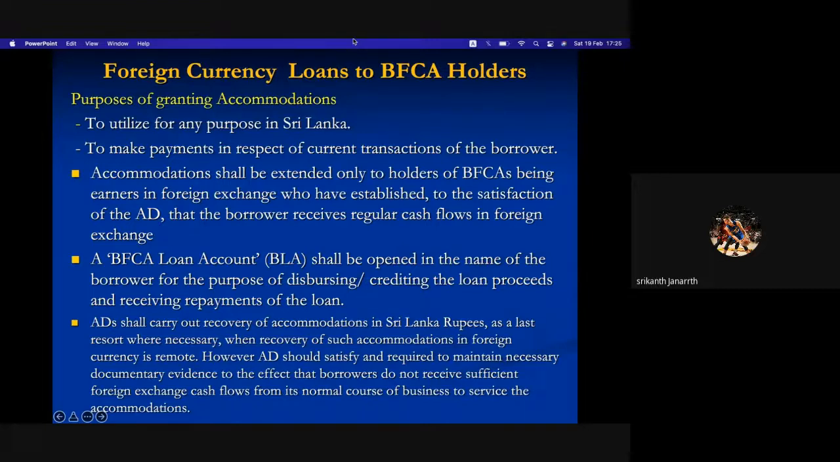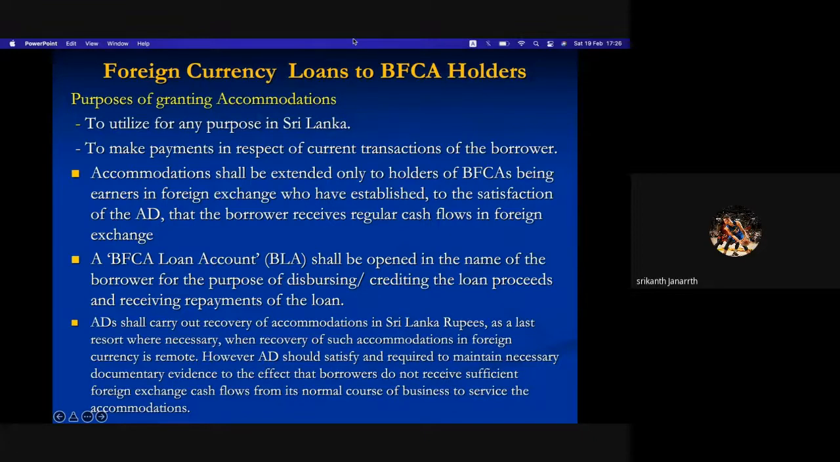It has to be a current transaction. You have to give documentary evidence to prove it's a current transaction. There are goods or services involved, right? Otherwise, the bank can't remit money. So, the purpose of granting this loan is for any purpose in Sri Lanka, or to make payment in respect of a current transaction of the borrower, a current transaction related to goods or services of the borrower. Yes.